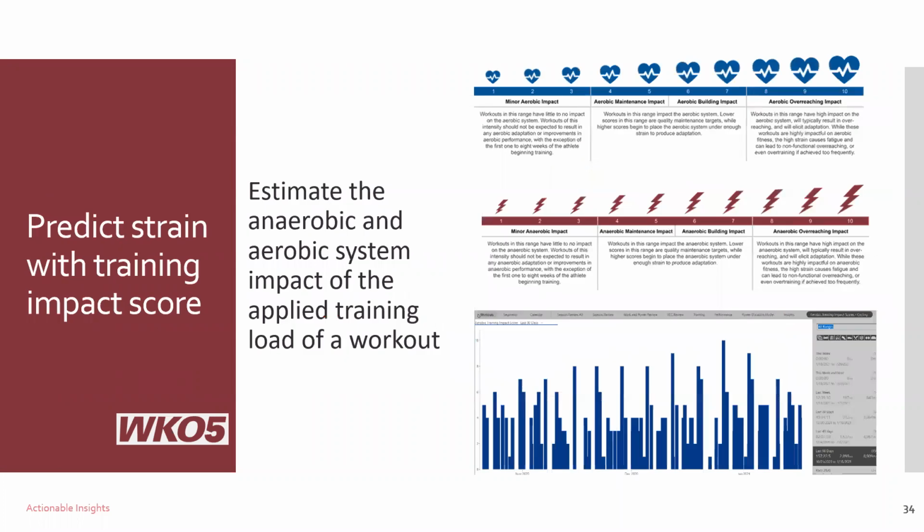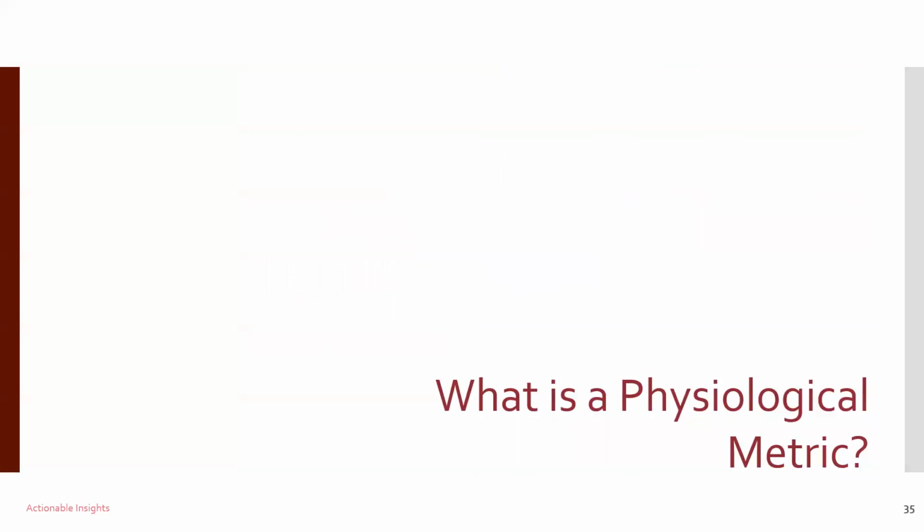Another thing we can measure with power, we can estimate the anaerobic and aerobic system impact simply with new training impact score. We have the ability to rank it on a score of 1 to 10 and kind of break it into three key areas. It's an excellent ballpark measurement. I know that's almost like an oxymoron, right? But it gives you some insight into impact. All right, so let's press on.